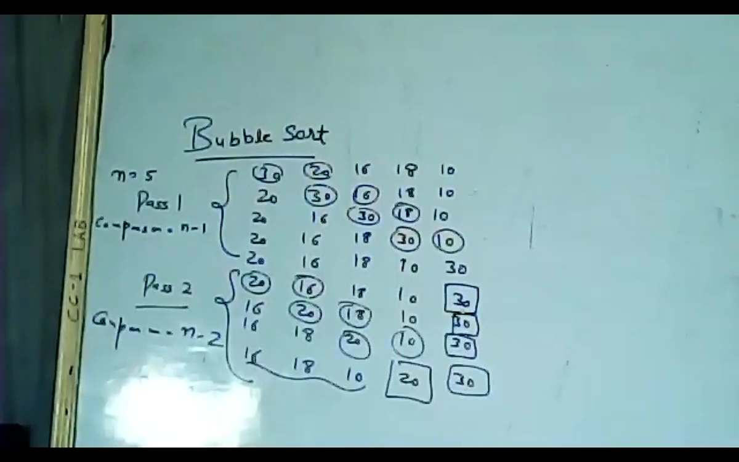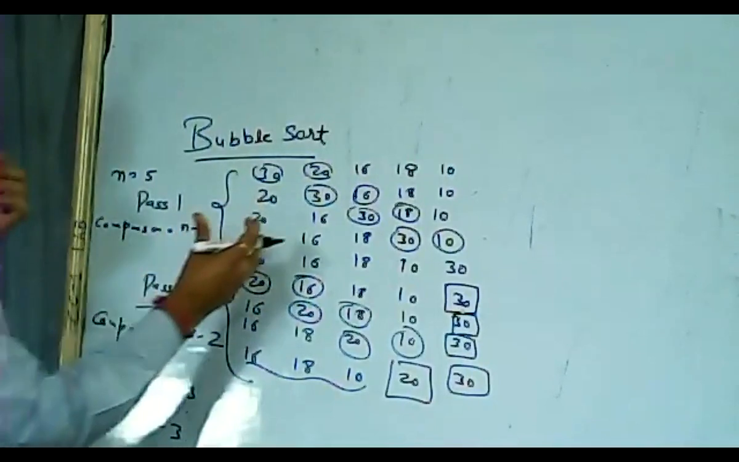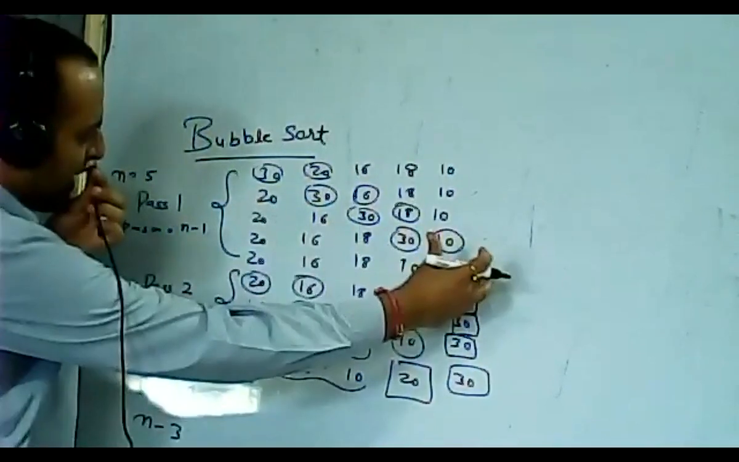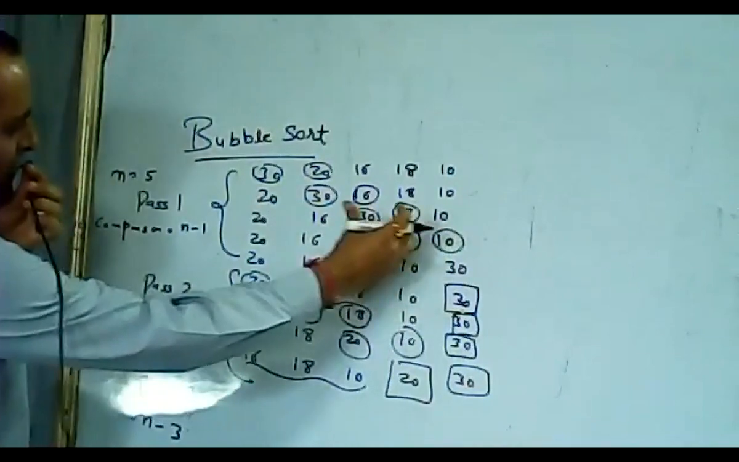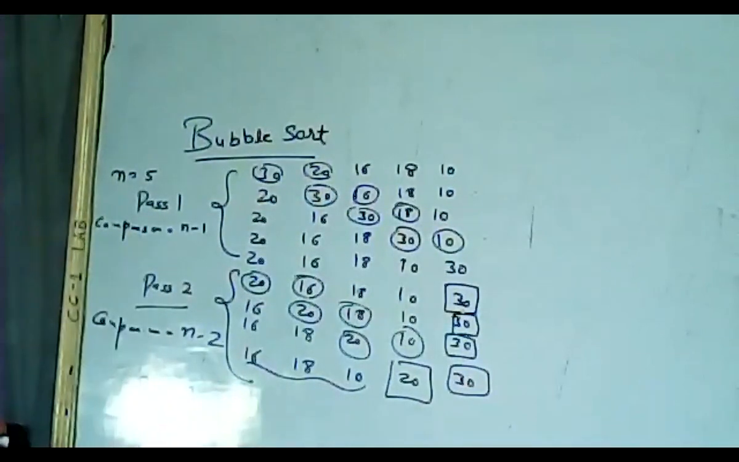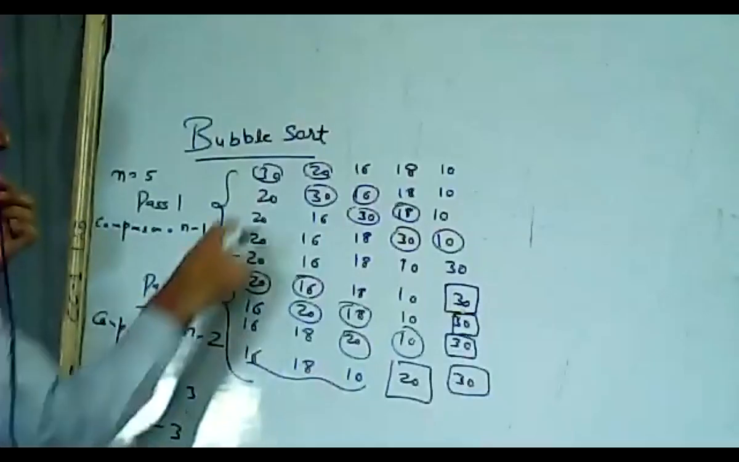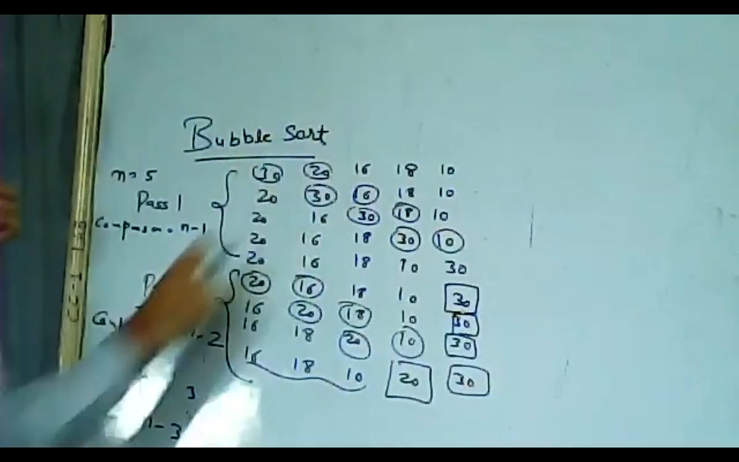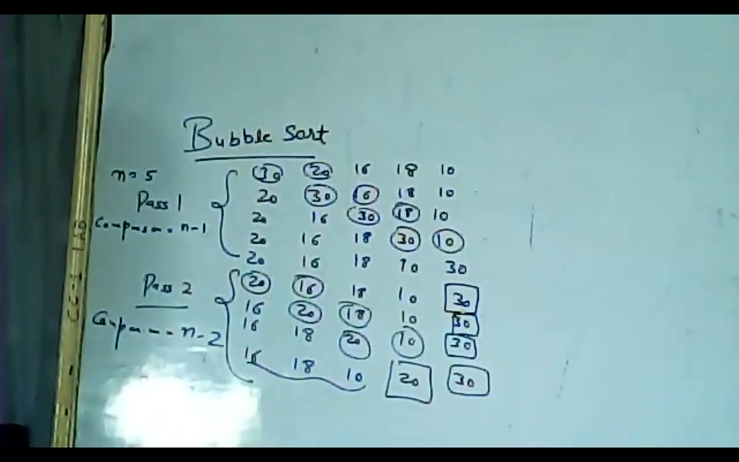Because like bubbles, the heavier bubbles are moving on one part and the lighter bubbles are moving on the other part. Generally when I ask this question, students say, sir, you have marked these bubbles, that is why we call it bubble sort. So if I mark a triangle here, it will become triangle sort? No, sir.